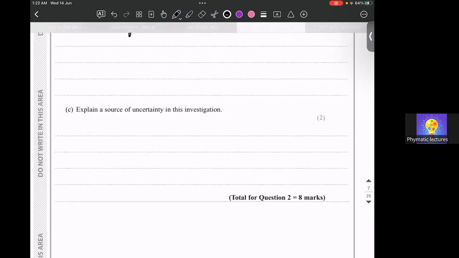Explain a source of uncertainty in this investigation. So the main problem is it is very difficult to measure volume and time simultaneously, which affects the random error.